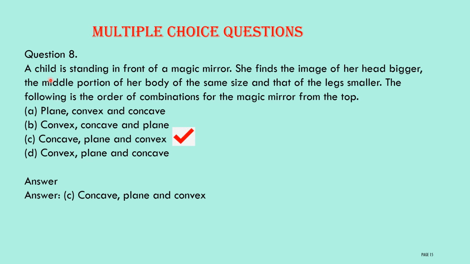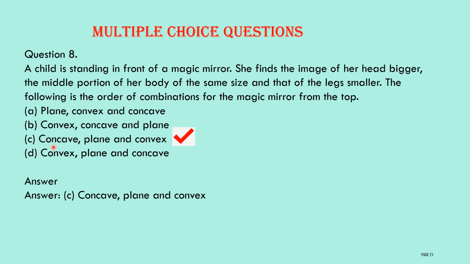Question number 8. A child is standing in front of a magic mirror. She finds the image of her head bigger, the middle portion of her body the same size, and that of the legs smaller. The following is the order of combination for the magic mirror from the top. Option A, plane mirror, convex mirror, concave mirror. Option B, convex, concave and plane. Option C, concave, plane and convex. Option D, convex, plane and concave. The correct answer for this question is option C, concave, plane and convex.